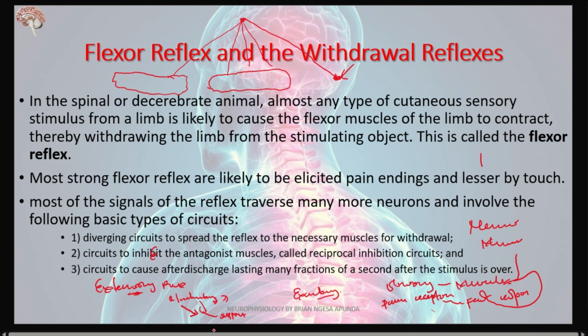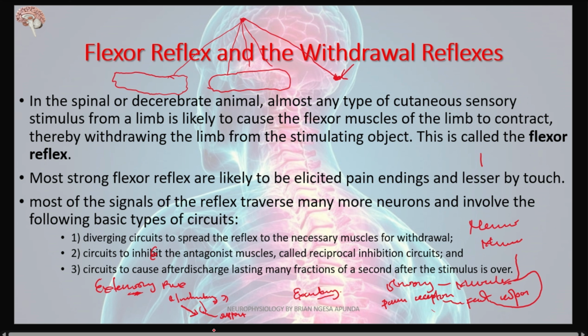We can also see a circuit to inhibit the antagonist muscles. This is called the reciprocal inhibition circuit. So this is what we suggested. It's likely to make much more sense when you extend the flexor reflex to be the opposite of the extensor.